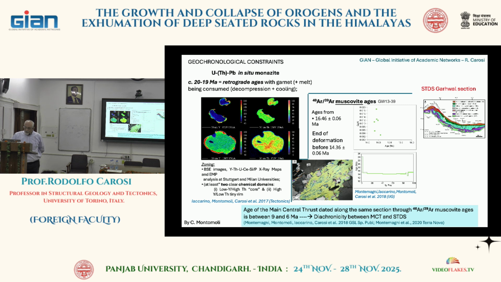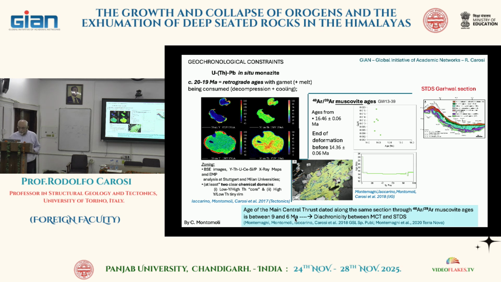So if you remember the ages of the Main Central Thrust, 10, 9 of the Vaikrita, 5 of the Munsiari thrust, it means that in the same transect of the belt in Garhwal, the South Tibetan detachment is a little bit older with respect to the Main Central Thrust, which is between 9, 6, 5 million years. So they are not contemporaneous. The South Tibetan is older and the Main Central Thrust is younger. So they cannot act at the same time.